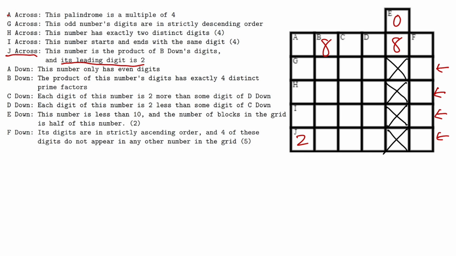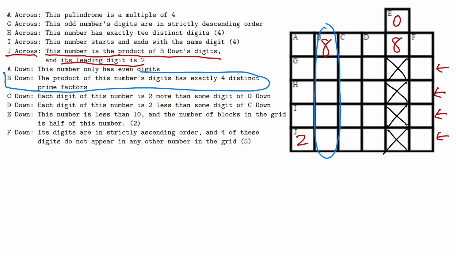And now let's face the reality, the hard part. It says this number is the product of B down's digits. Okay, so that means we better take a look at B down right here. So multiply its digits. Okay, let's go ahead and look at B down. B down, it says the following here.